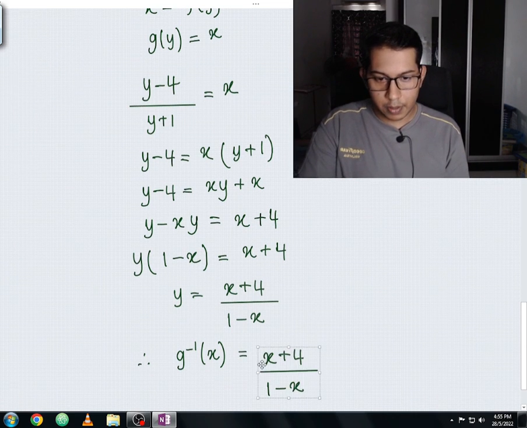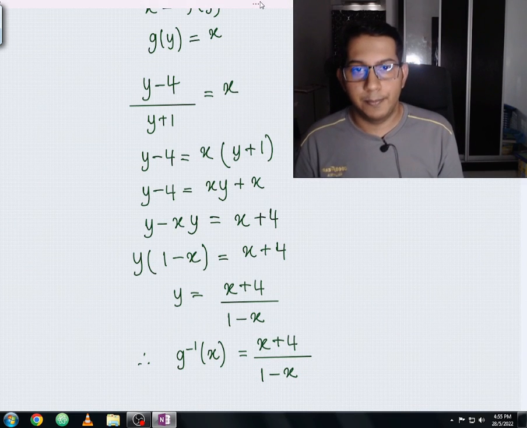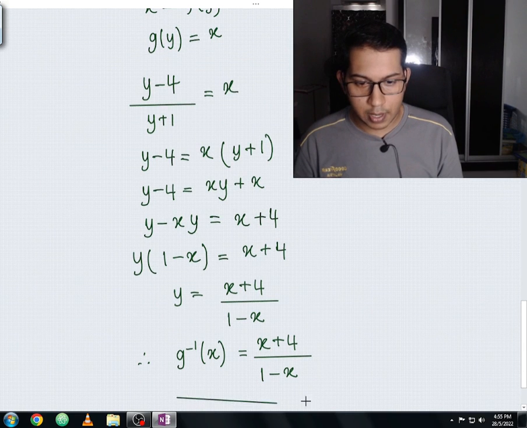So this is your answer for example 3. Let me underline the solution.